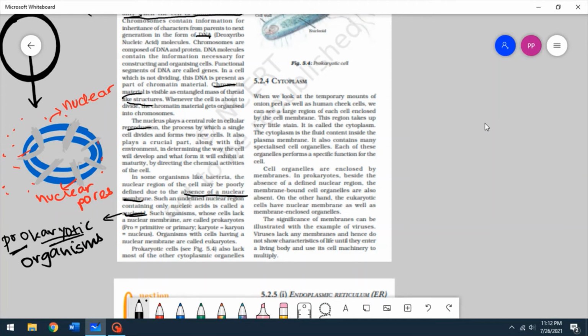Alright, those are prokaryotic organisms. Such organisms whose cells lack a nuclear membrane are called prokaryotes. Oh, they covered it in the next sentence. Okay, organisms with a nuclear membrane and nucleic acids are called eukaryotes. Eukaryotes means a well-defined nucleus.